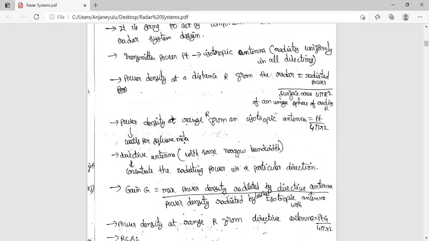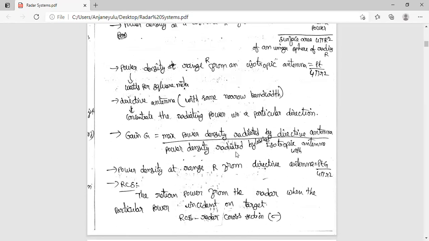So we have to find the power density at the target. At the target, the power density is the power radiated from the transmitting antenna over the surface area at range R. So the power density at the target is Pt into G by 4 pi R square.